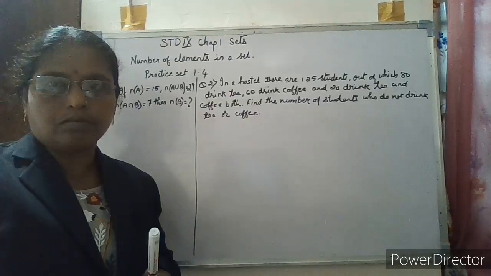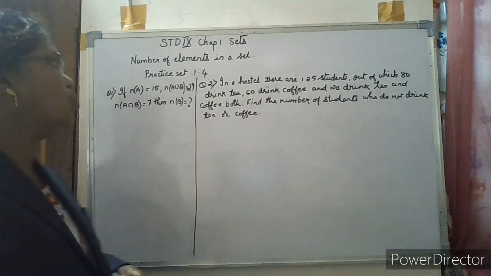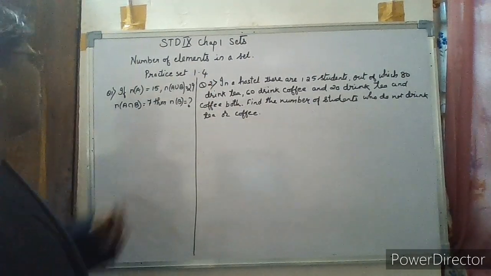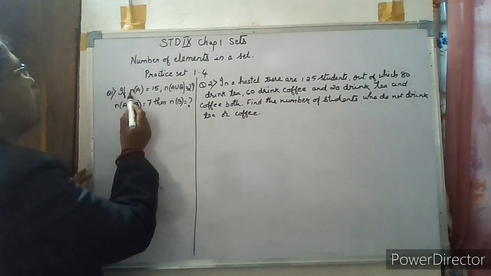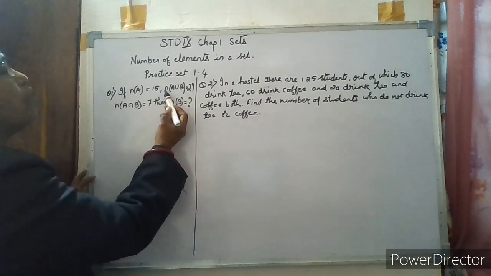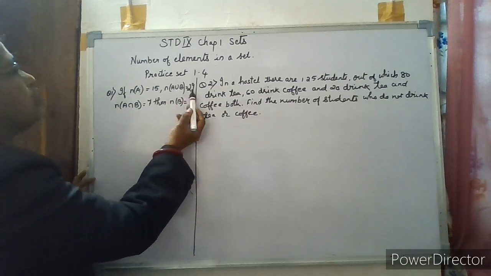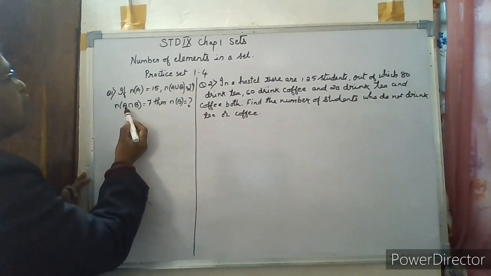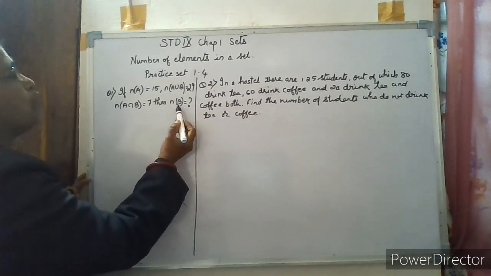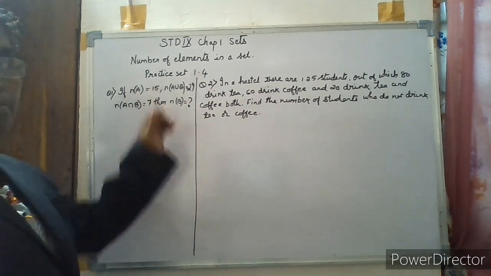Now let us learn two questions from practice set 1.4. First question. If the number of elements of set A is 15, the number of elements of A union B is 29, and the number of elements of A intersection B is 7, then we have to find out the number of elements of set B.